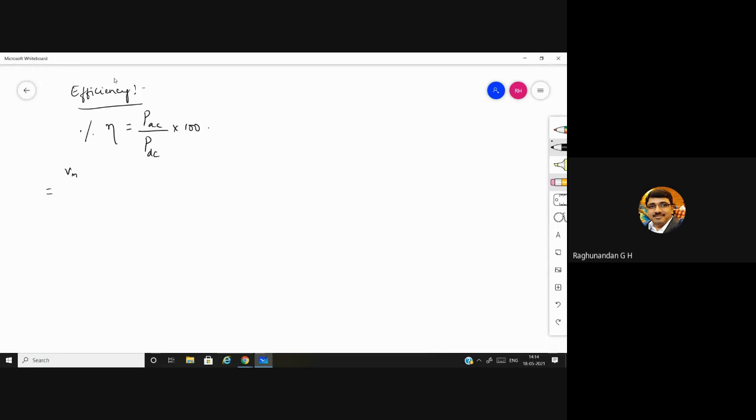Vm Im by 2, divided by VCC into 2 into Im by pi. So this Im gets cancelled. The remaining thing we are having is Vm into pi by 4 into VCC into 100.